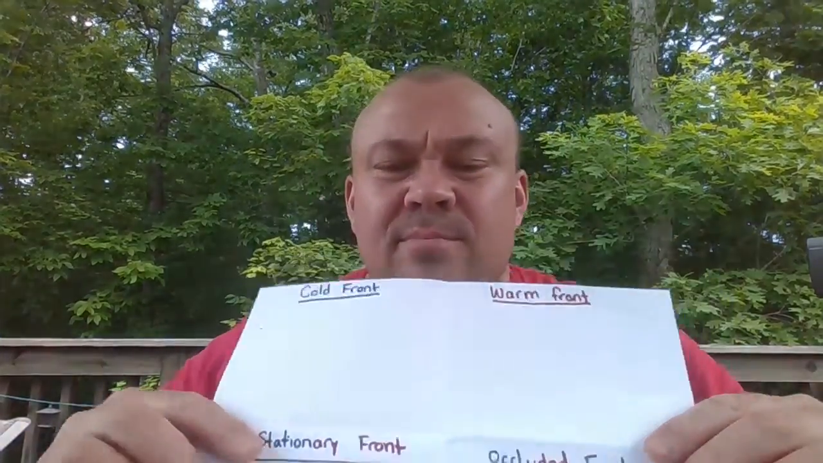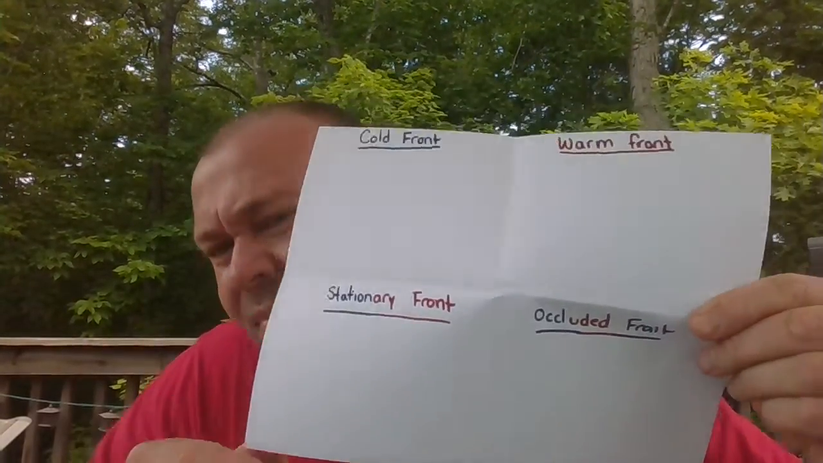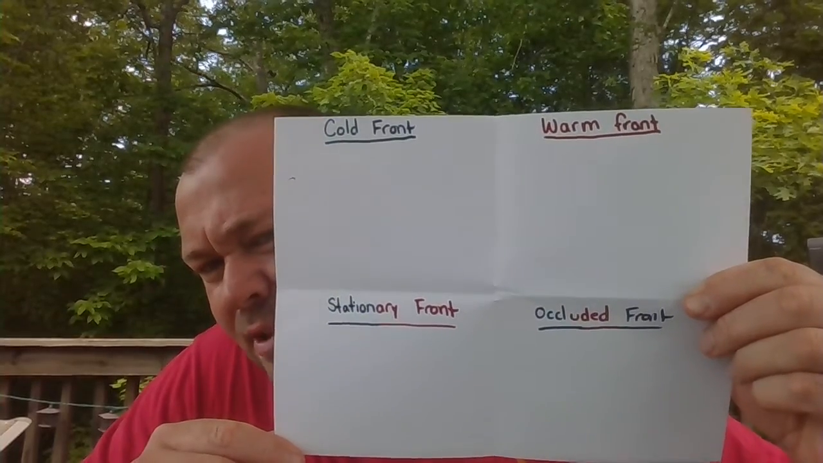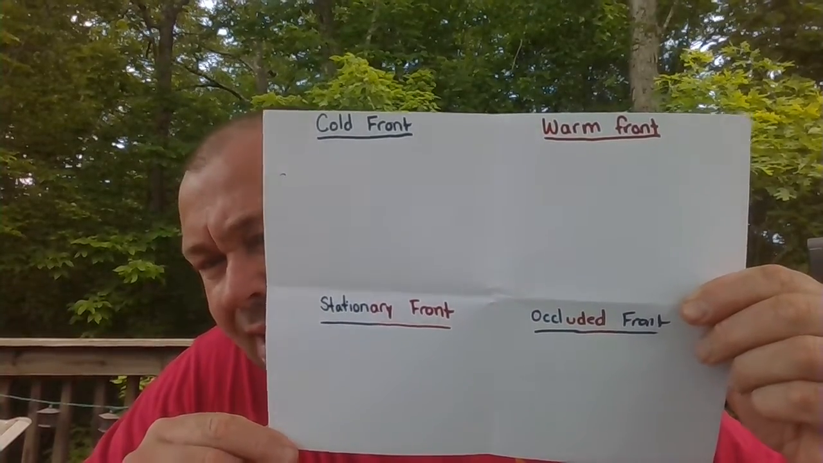And then the last one is occluded. I'm going to do something a little different, and you'll see in 1 second. So with occluded front, what I did was I wrote the beginning of the word occluded in blue, the end in blue, and the middle in red. And you'll learn through the video that I do for you that there's a reason for that.